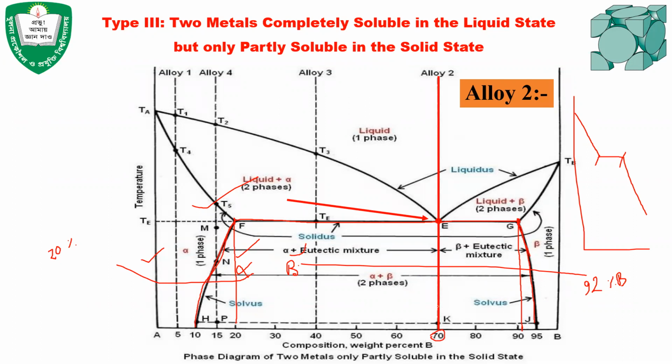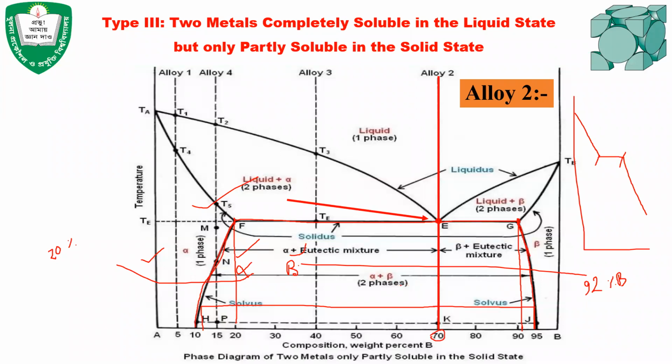Let's say if the temperature drops to this temperature, at this temperature, then if we read the composition, the composition of beta will be very close to 95%, and the composition of alpha will be very close to, let's say, 12% B. Okay, so even when the solid is formed, because of the diffusion, the composition of alpha and beta also changes.